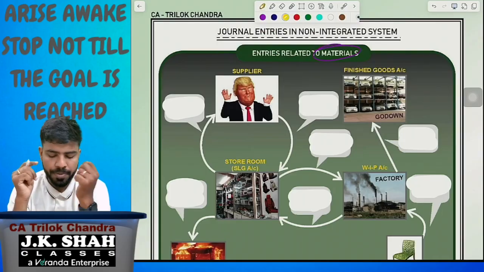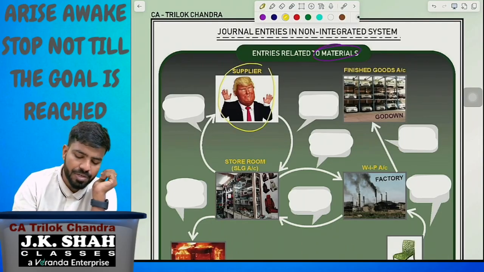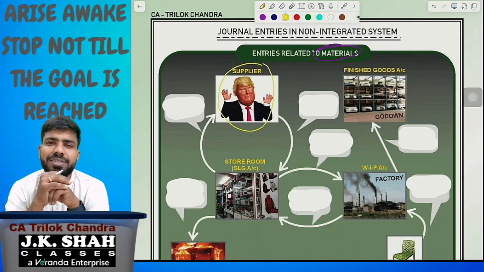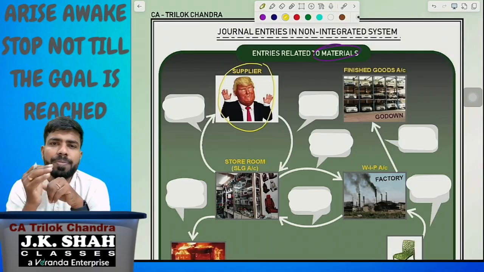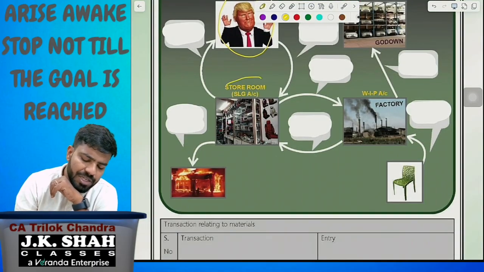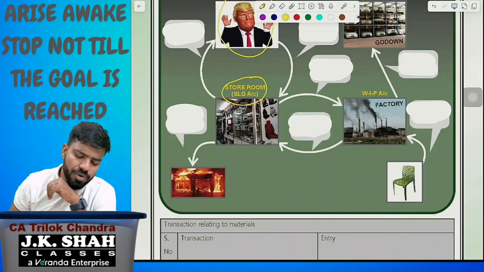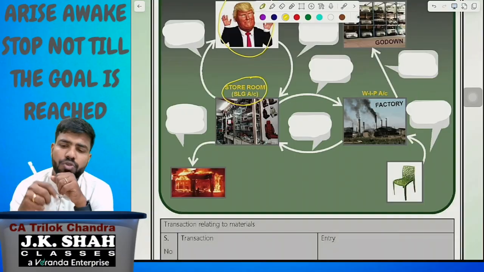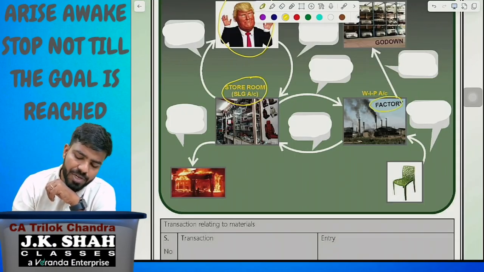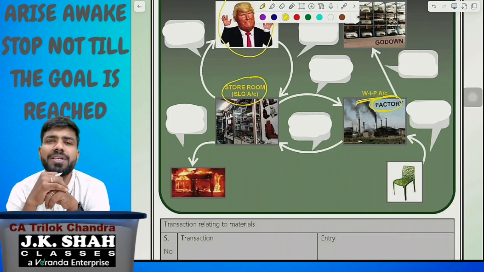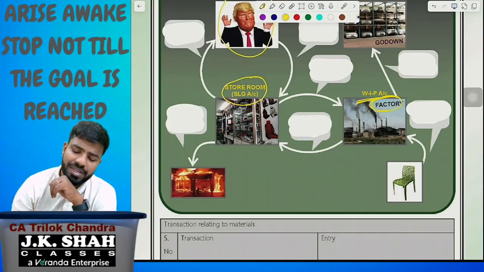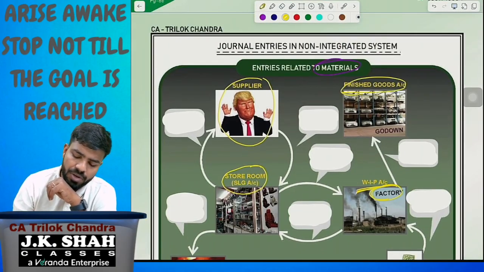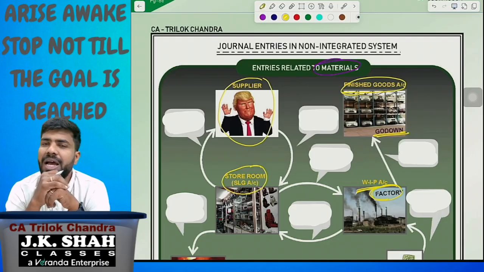Look at this. There is a supplier. I hope you know the person. By looking at the image, you know the person. From the supplier, we are going to purchase the raw material and we will keep it in the storeroom. The storeroom we are going to denote with the SLC account, stores ledger control account. From the storeroom, we'll issue it for production to the factory. In the factory, we are going to have the work in progress. That is the place where the raw material will be converted into finished goods. Once the finished goods get completed, we are going to transfer them to the finished goods account, which is called the godown. Have you understood this?